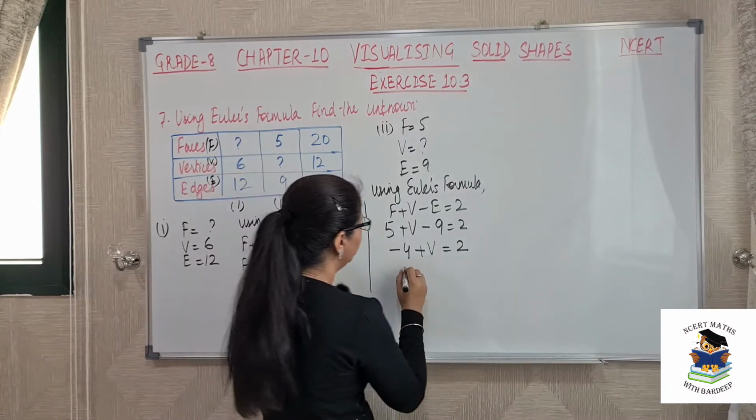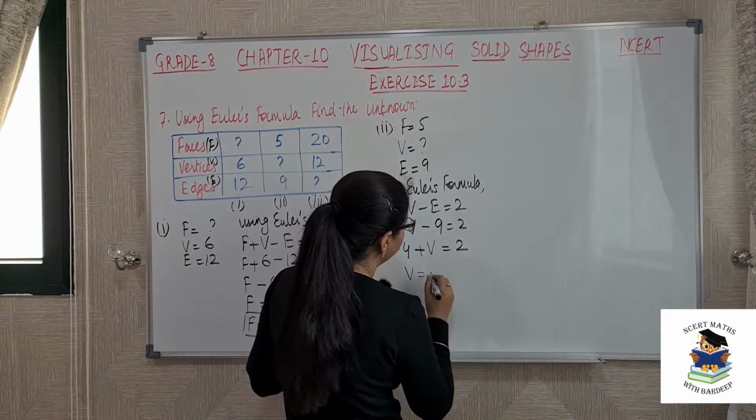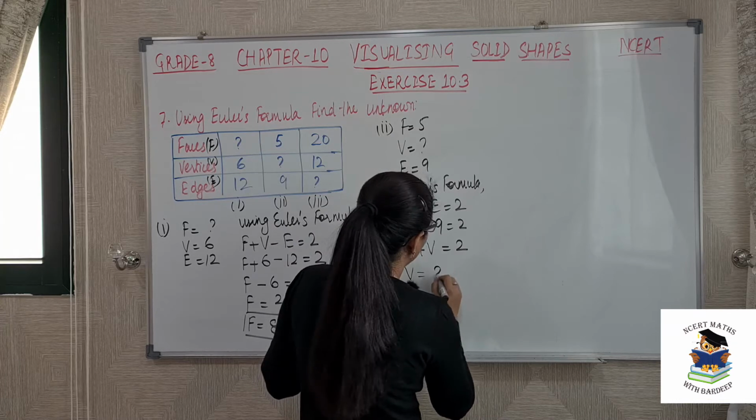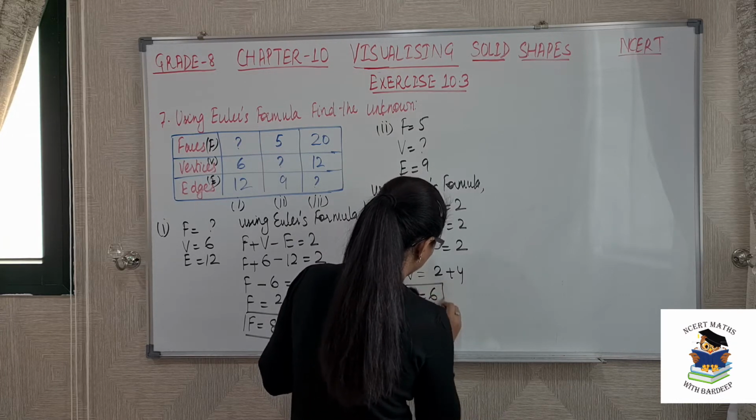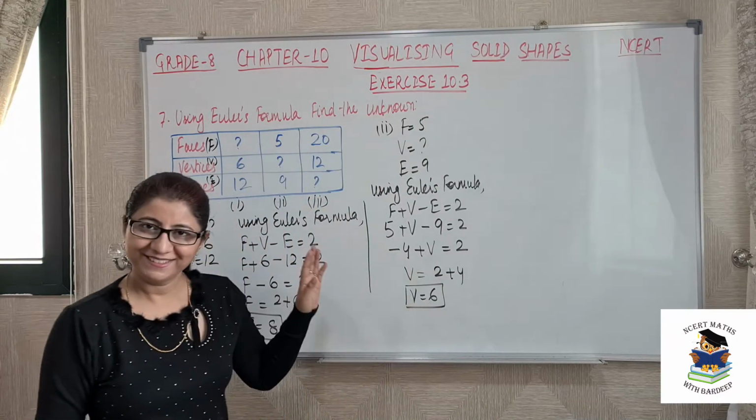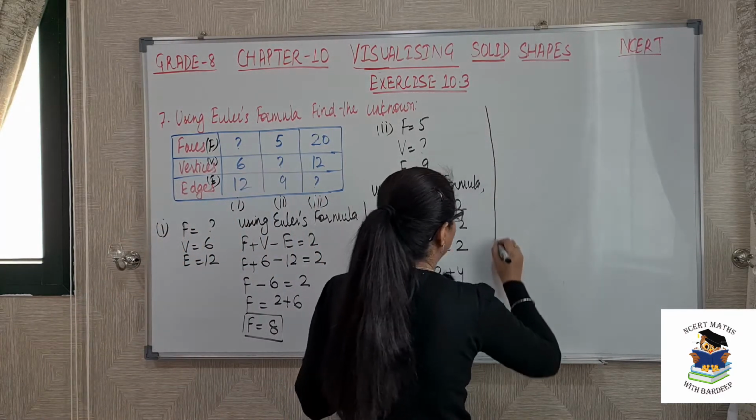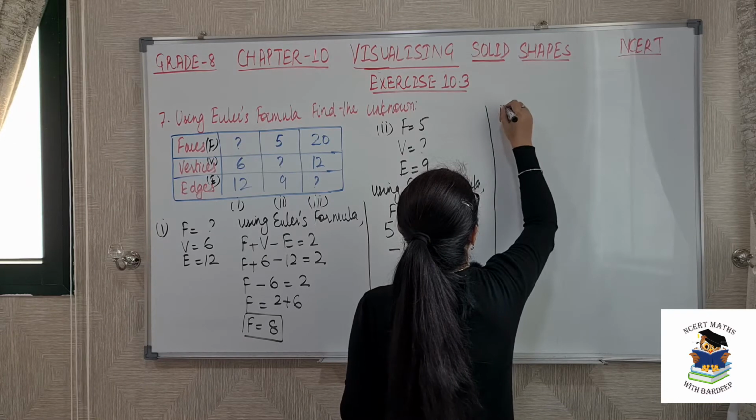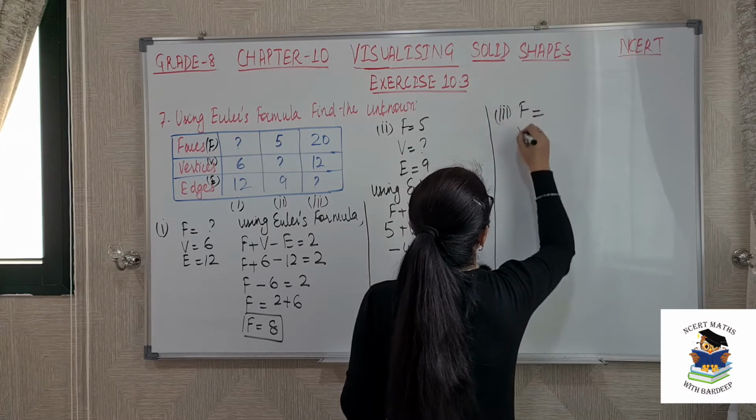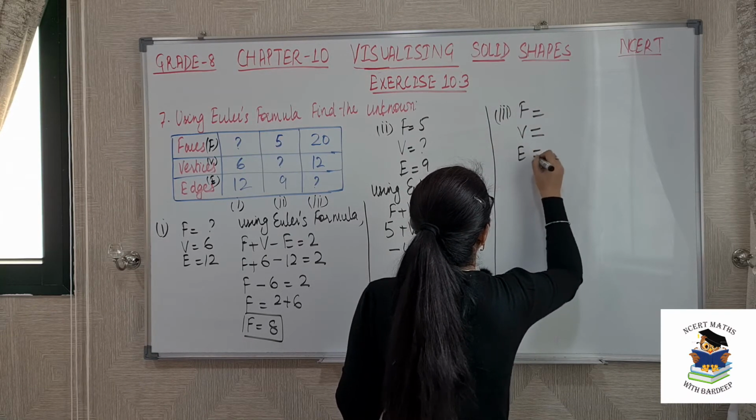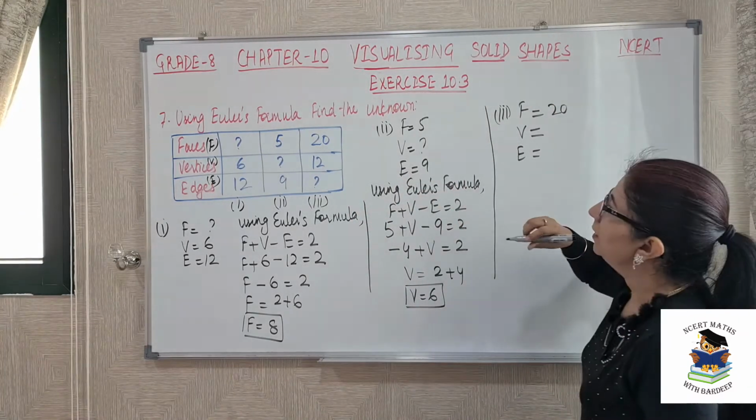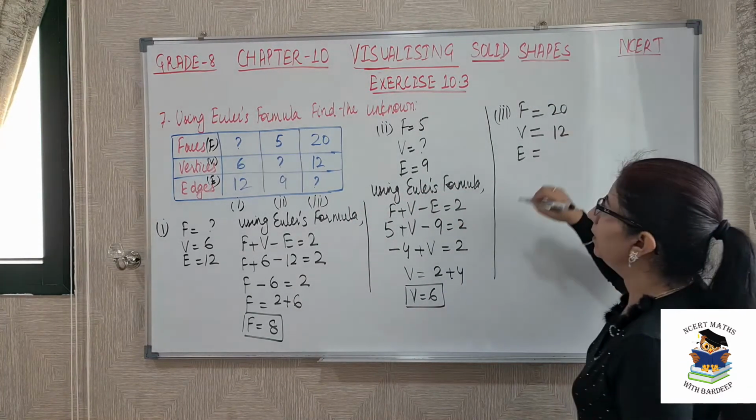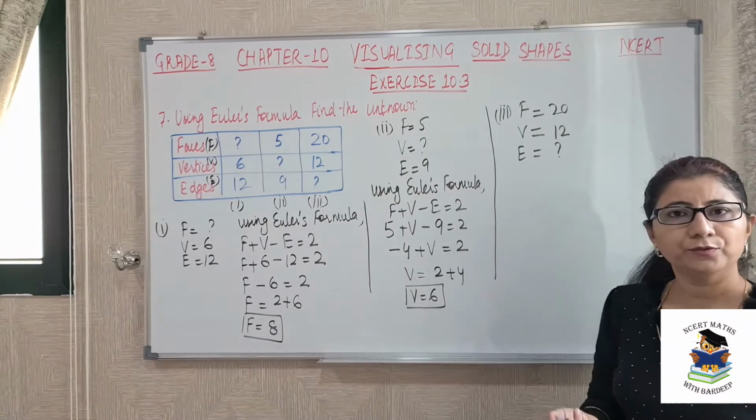Okay. So V's minus 4 will go to other side. So this is 2 plus 4. So value of V is 6. Clear? So let's see the third one. Faces, vertices and edges. So faces are 20. Vertices as 12 and edges we should find.